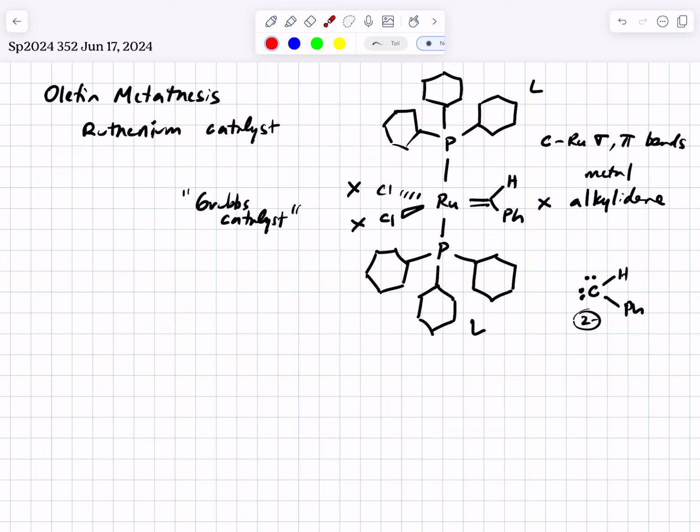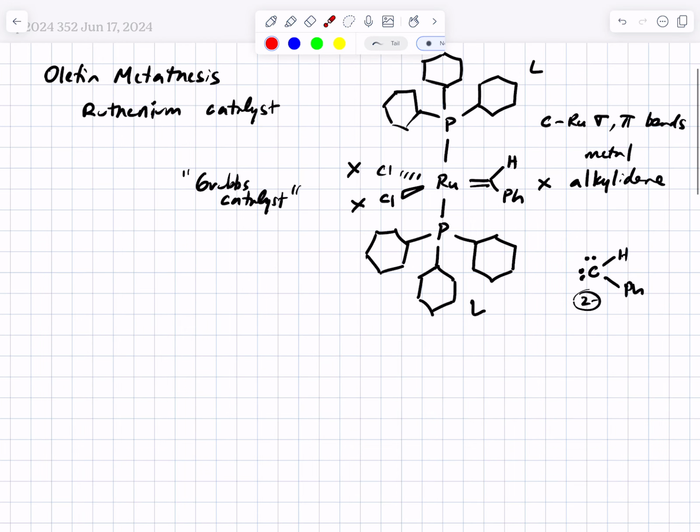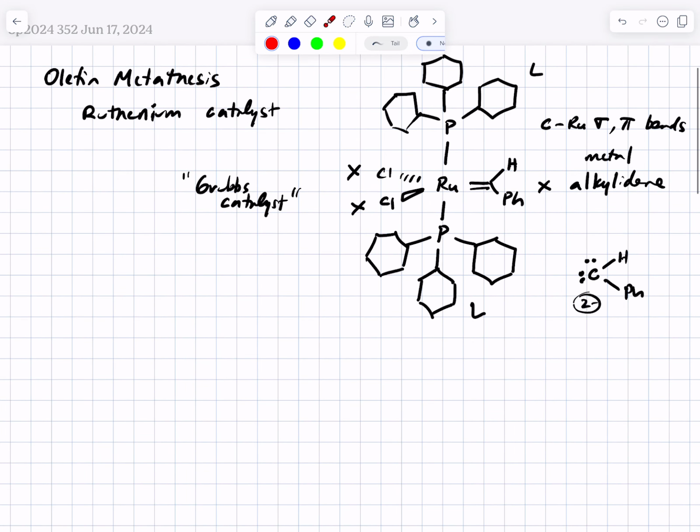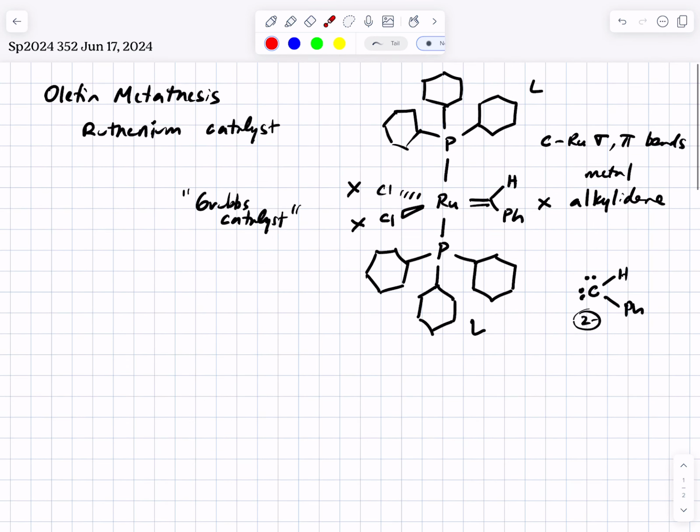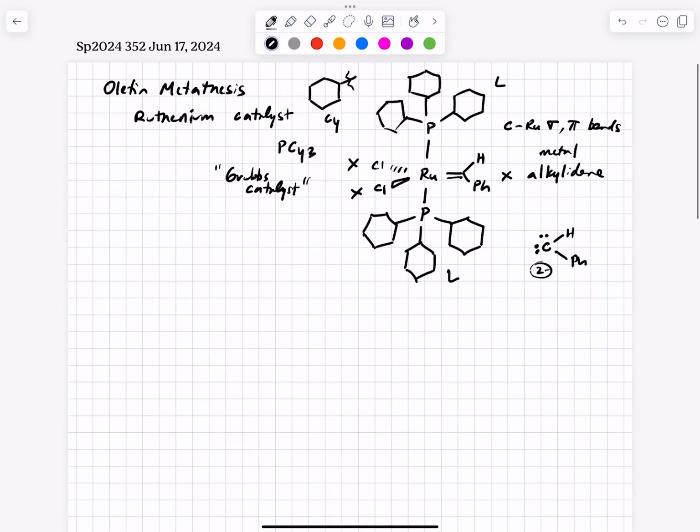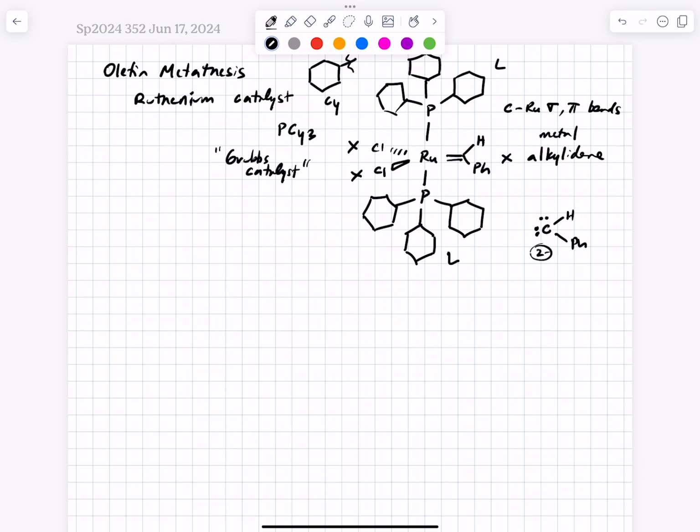All right. So with that in mind, let's just show you how we'll abbreviate the Grubbs catalyst because we're going to abbreviate the cyclohexane substituent because it's a pain to draw. We're just going to call that CY. So you'll see that phosphine ligand as PCY3. All right, so that's the catalyst.